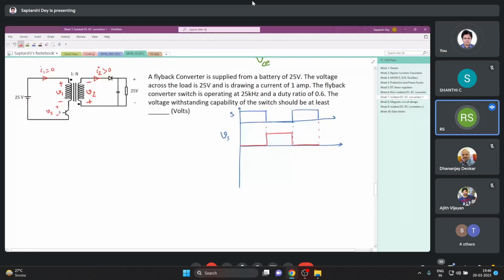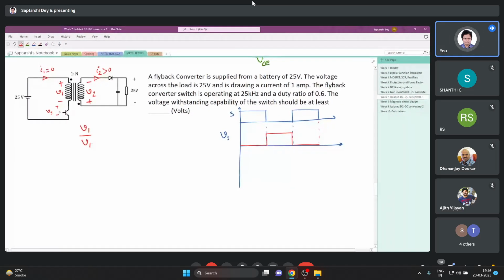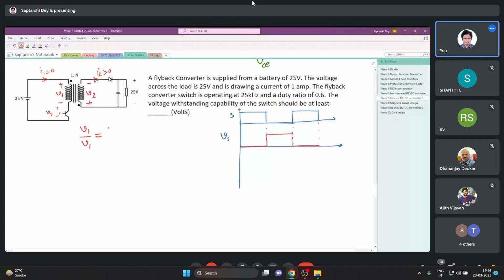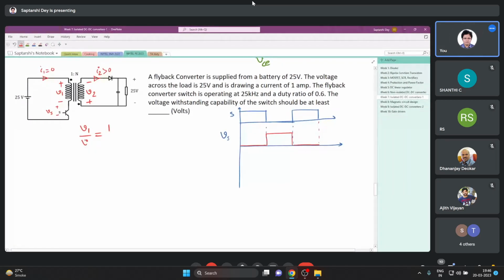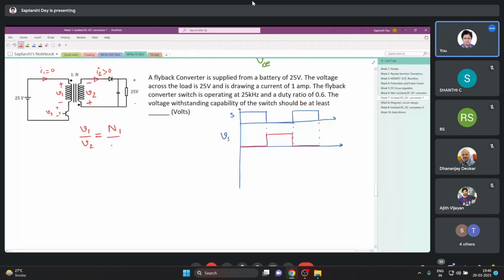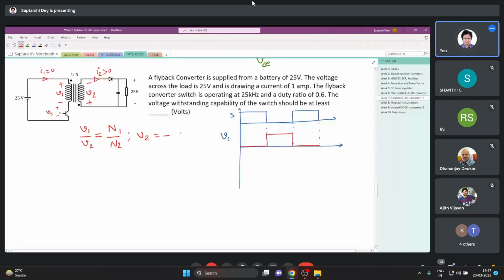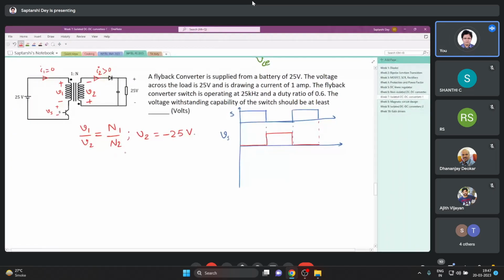See, I have put plus signs on the dot terminals for both V1 and V2. Since I have put plus sign on the dot sides, I can write V1 by V2 equals N1 by N2. This is with sign, both are plus. And here what do we have? We have V2 equals minus 25 volt, right?